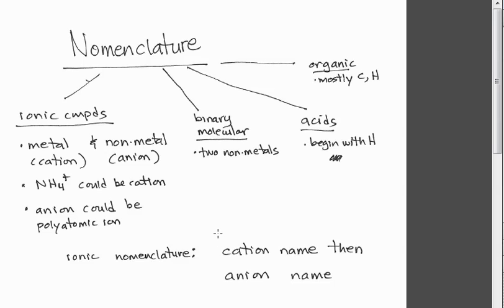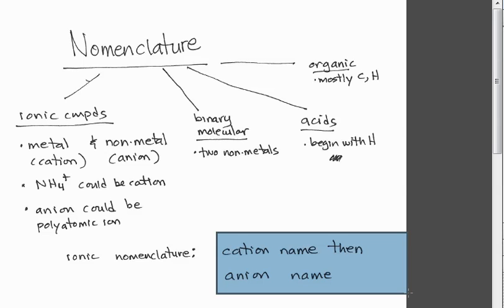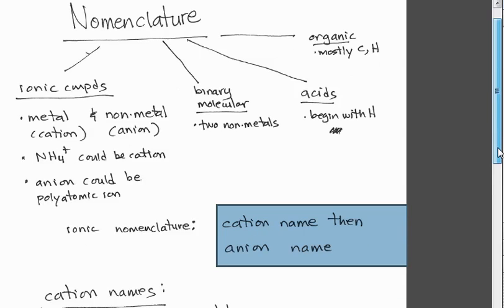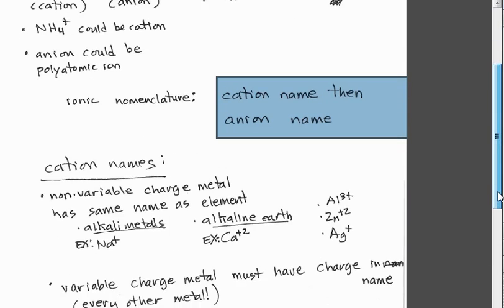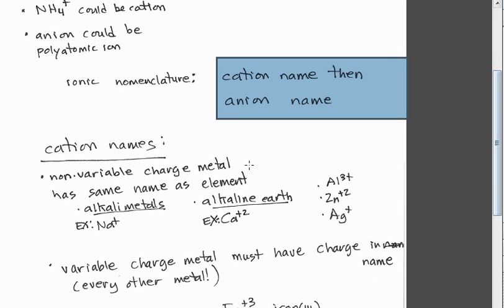It's pretty straightforward. When we name an ionic compound, the cation name comes first and then the anion. So all we have to do is know what the cation name is and know what the anion name is. So let's look at cations first because they come first in the chemical formula. There are two types of cations.